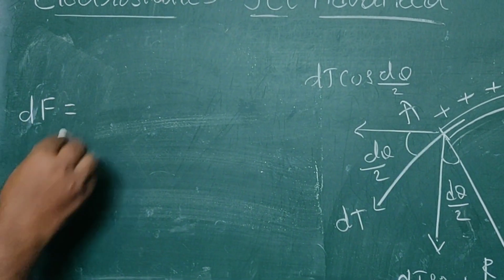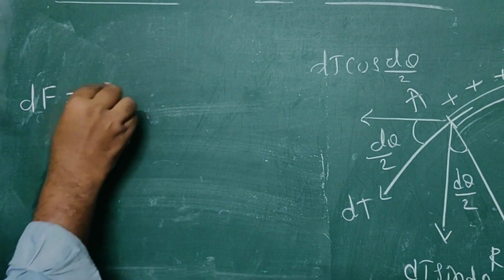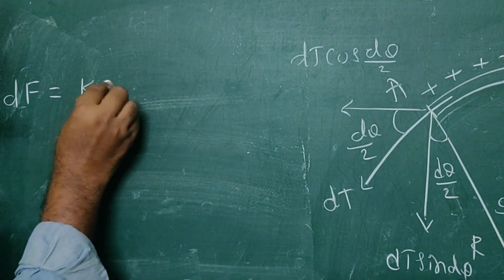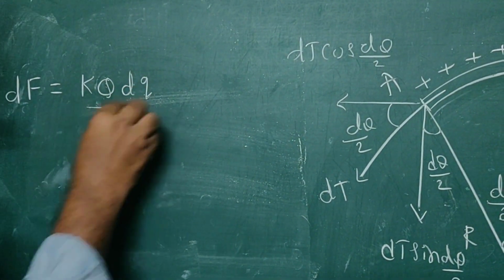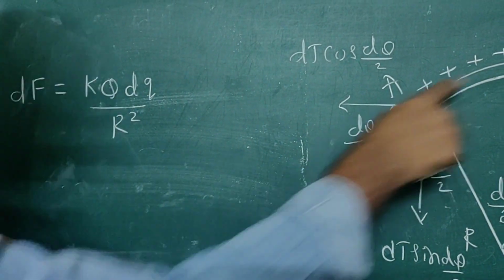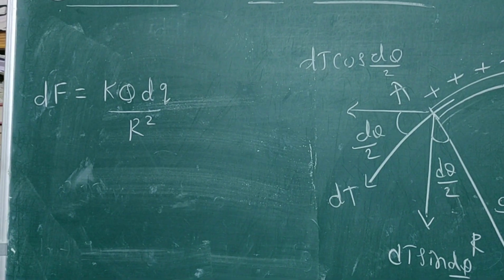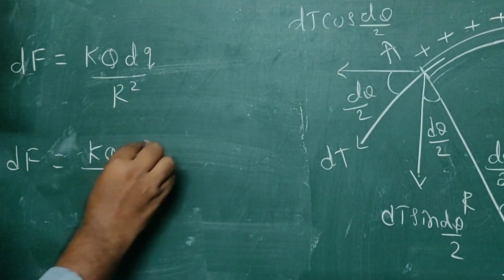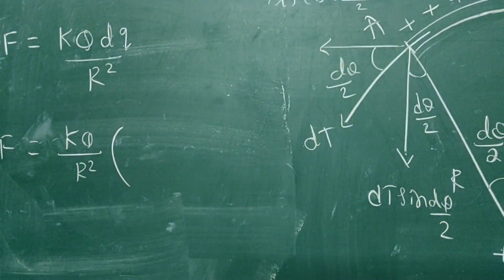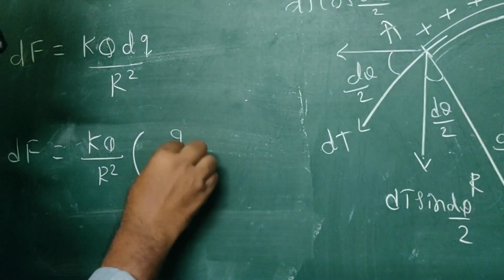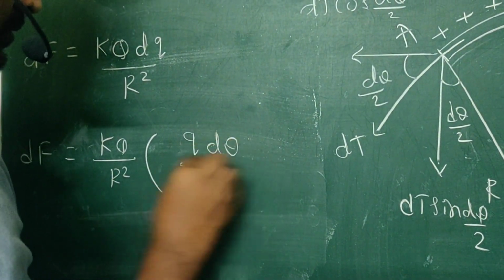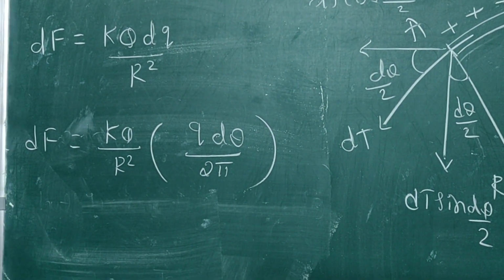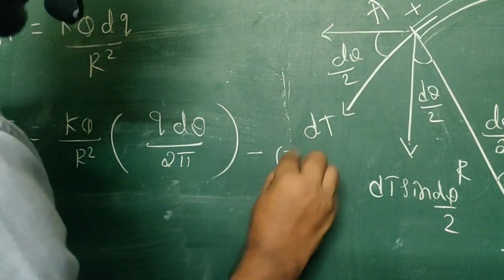Electrostatic repulsive force according to Coulomb's law, we can write it as k capital Q into dq by, what is the distance between them? r square, the radius. This can also be written as k capital Q by r square into the value of dq. From equation number 2, I'll take the value of dq, where dq equals q into d theta by 2 pi. I'll call it equation number 3.